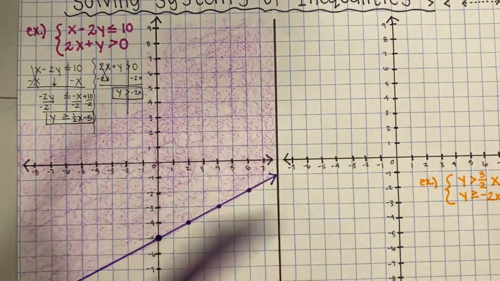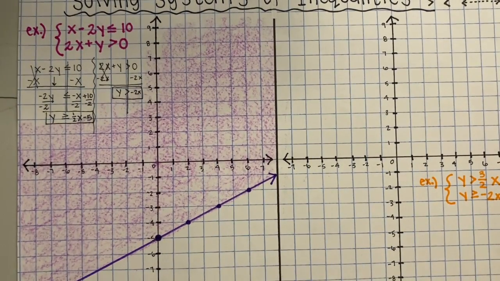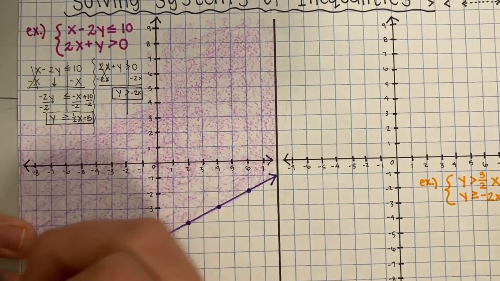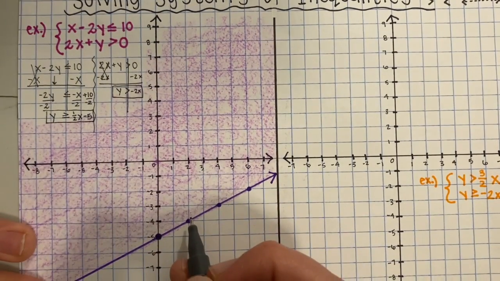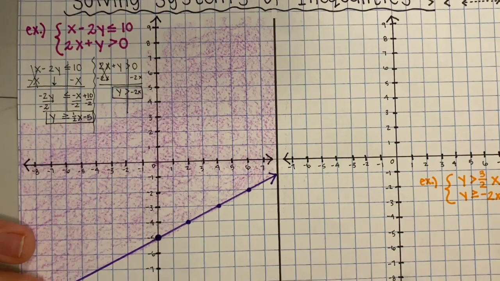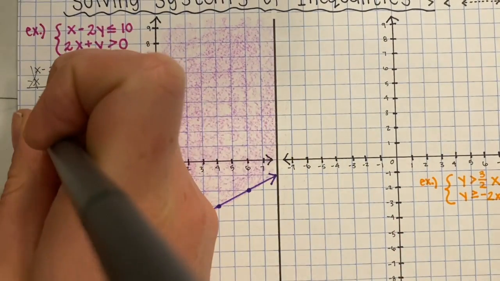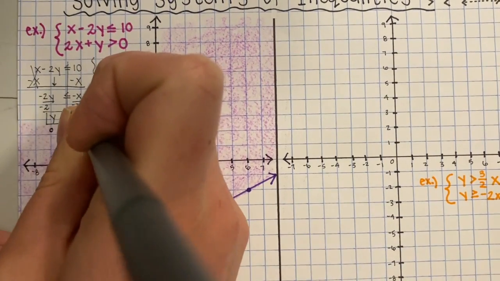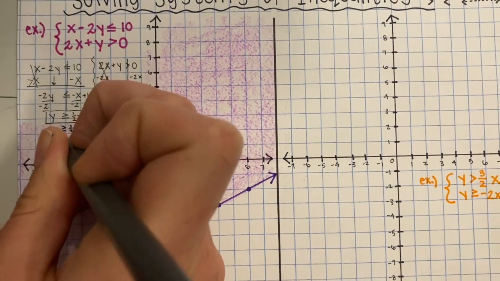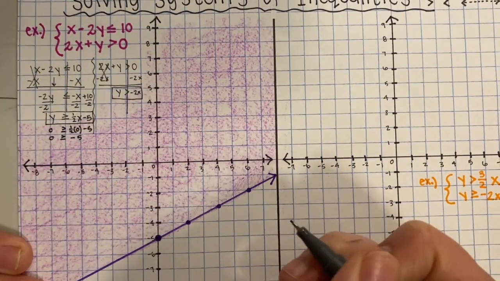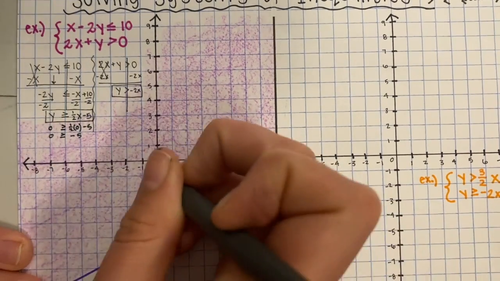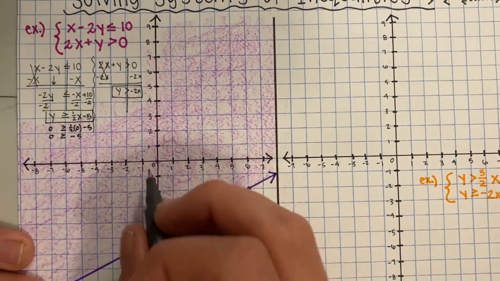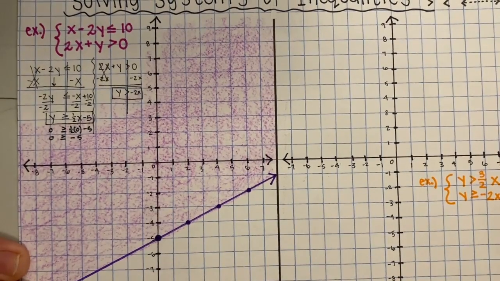The idea is if I plug 0, 0 into my inequality, it's either going to make my statement true or false. If it makes your statement true, then you shade on that side of the line. If it makes your statement false, you shade on the other side. So 0 is greater than or equal to 1/2 times 0 minus 5, so 0 is greater than or equal to -5. That is true, so I would shade on this upper side because we want to shade on the side that contains that coordinate. Now we need to graph the other one.